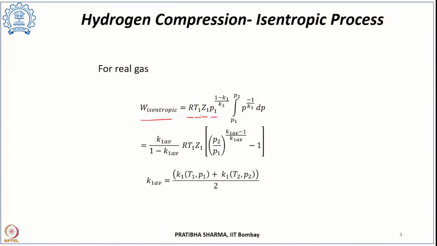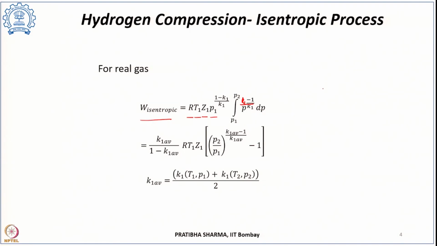So, R T1 Z1 P1 raised to the power 1 minus K1 upon K. K1 is the isoentropic coefficient which relates the pressure volume equation of state, and then there is an integration from initial pressure to the final pressure P2, P raised to the power K1 minus 1 over K1 integrated over the pressure dP.